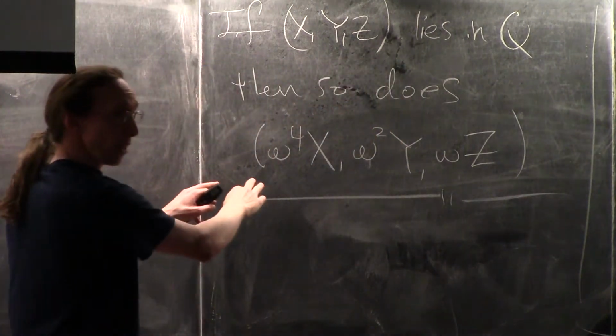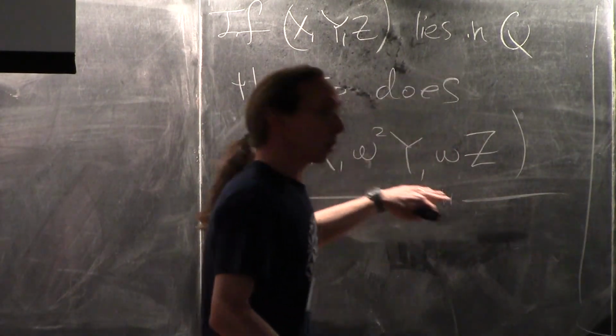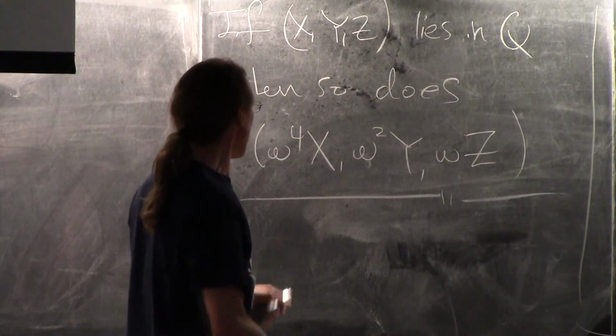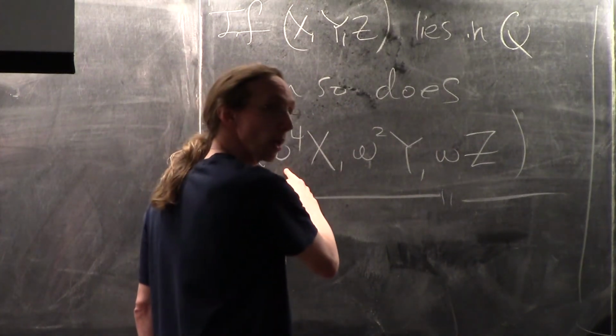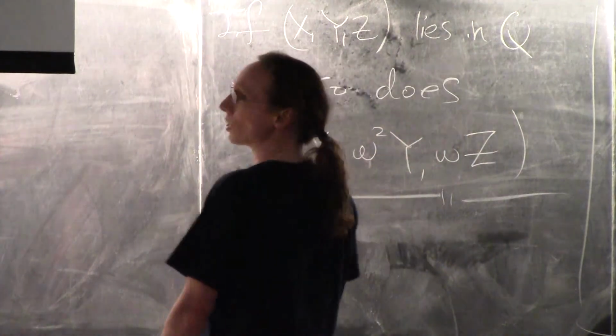And notice, this is very different from what I had before. Before I was multiplying all the numbers by the same thing. Here I'm multiplying them by 3 different things. And what is the different thing? It's omega to some power. And omega is a complex number. It's a 7th root of unity. So I'm going to check this for you now.